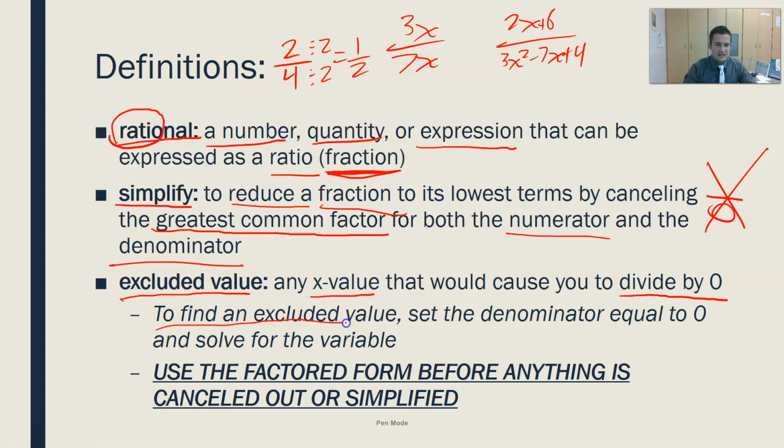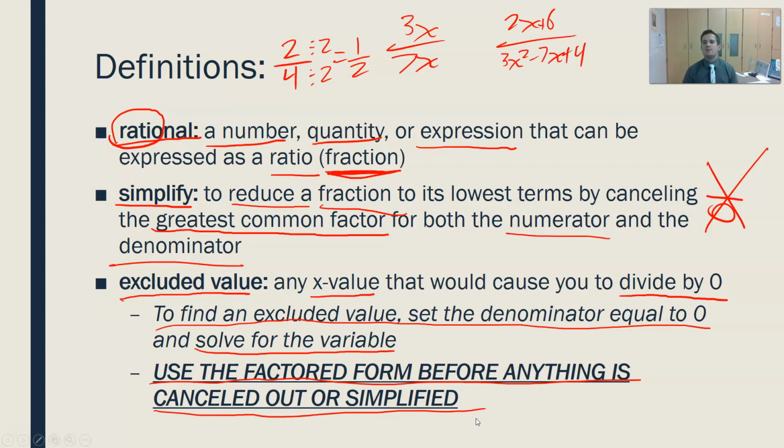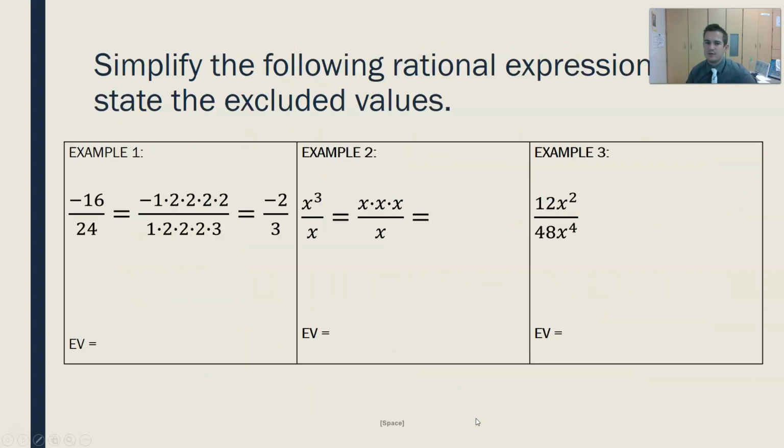So to find an excluded value, we will set the denominator equal to 0 and solve for the variable. We'll use the factored form. This is in bold for a reason. We're going to use the factored form before anything is canceled out or simplified. So before we're able to cancel or simplify an expression, we're going to find excluded values. So let's put all those steps into effect with some sample problems.